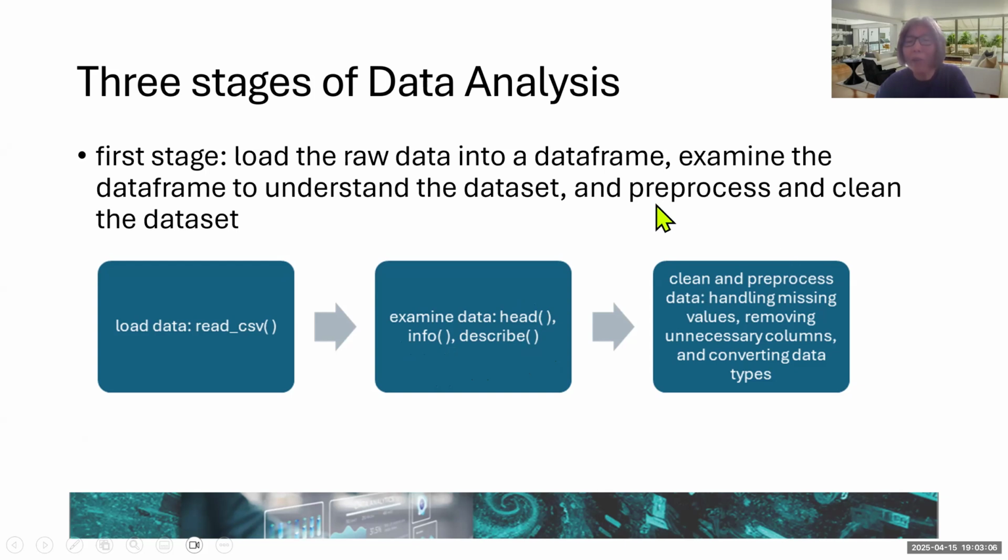It also includes pre-processing and cleaning the data. Data cleaning and pre-processing, if you recall, include handling missing values, handling duplicate values, removing unnecessary columns, and also converting data types and some other tasks. In chapter 3 and chapter 4, we learned pandas and some related operations in pandas. In chapter 6, we also learned data cleaning and pre-processing. So that's regarding the first step.